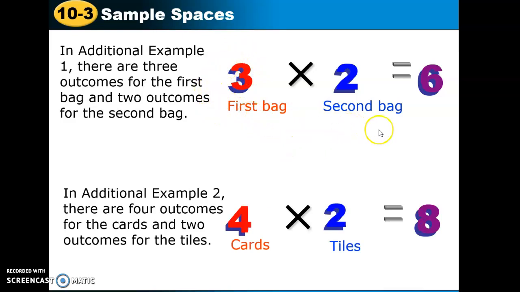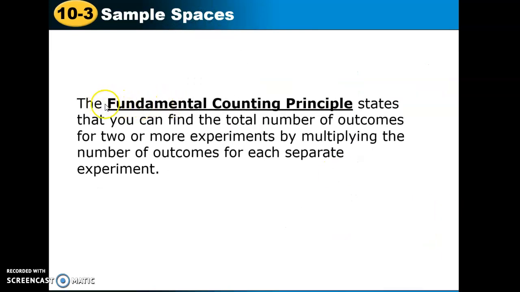So if we go back to our first example that we did, where we had 3 tiles in the first bag and 2 tiles in the second bag, if you recall, we had 6 outcomes. And guess what? If I take 3 times 2, I get 6. In the last example we did with the north, south, east, west, we had 4 cards and 2 tiles. And how many outcomes do we have? 8. So this is called the fundamental counting principle. It states that you can find the total number of outcomes for 2 or more experiments by multiplying the number of outcomes for each separate experiment.